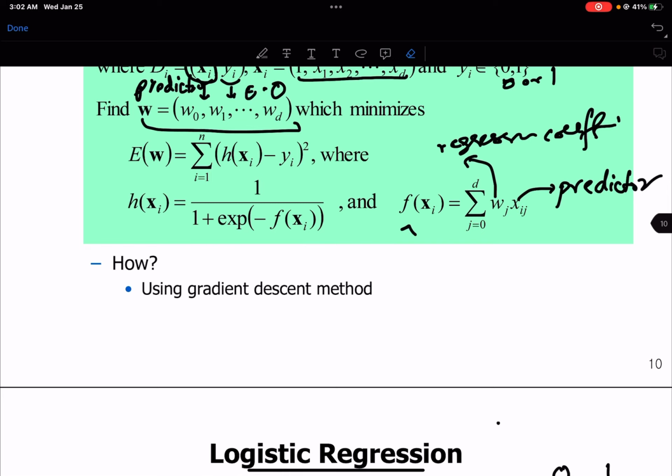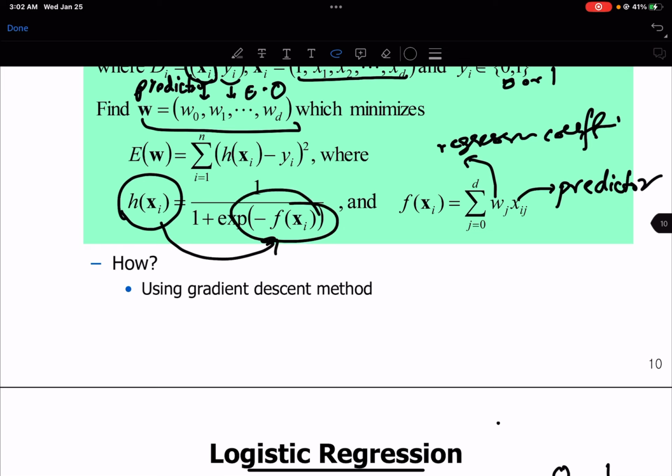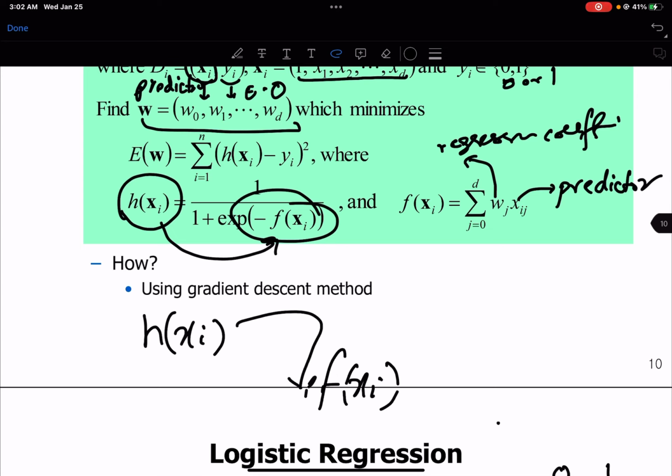So I repeat this one more time. Your h of x function is a function of f of x. But in order to differentiate your h of x, you need to differentiate and find wx. This is the chain rule.